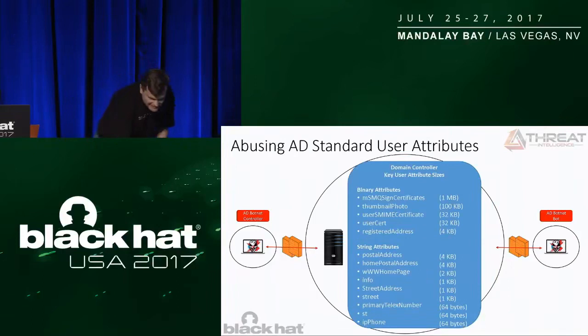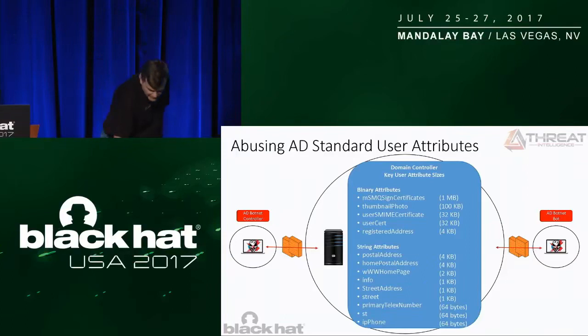Oh, here we go. Here are some of the sizes. The largest one is the MSMQ sign certificates. It's around about a megabyte, and you've got thumbnail photo and a few other ones. So basically they're divided into binary attributes and string attributes in terms of their type.